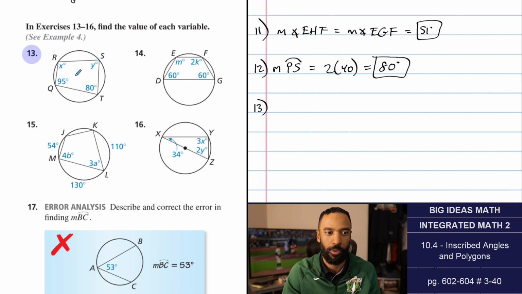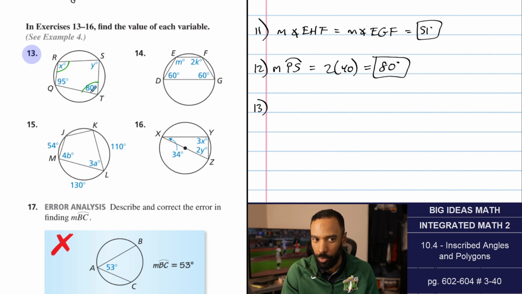What the lecture portion pointed out, and what I think we have to prove together officially later, is that opposite angles of an inscribed quadrilateral are not congruent, but they are supplementary. They add to 180 degrees.